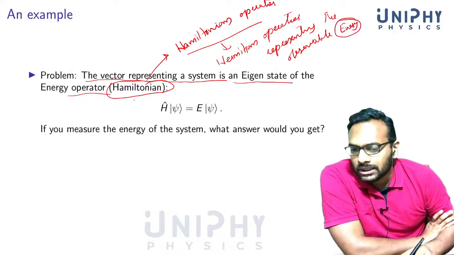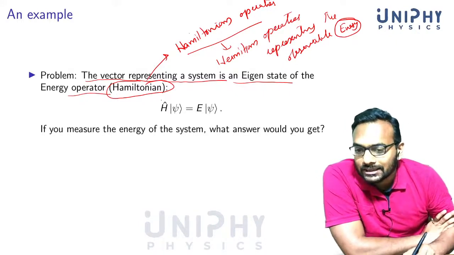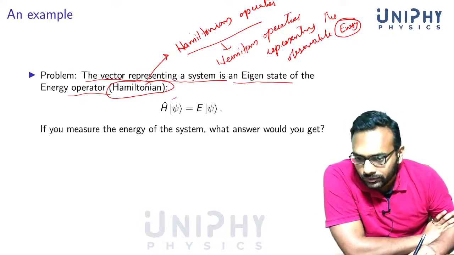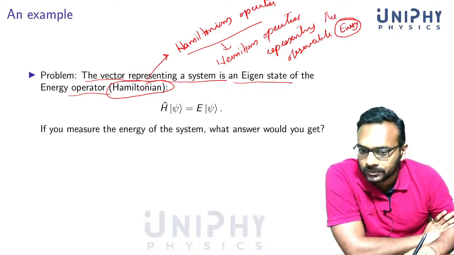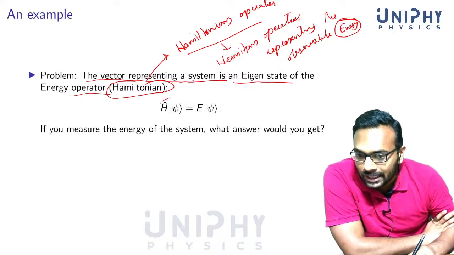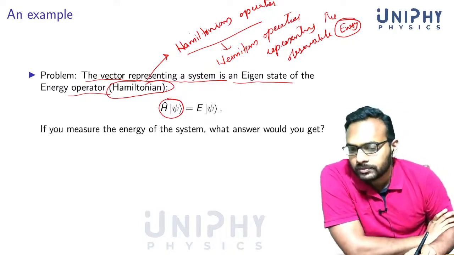Okay, so what's given in the question is this: the vector representing a system is an eigenstate of the energy operator, right? So we have got a vector. They say that this is the vector in Hilbert space that represents your system, and it's also given that it's an eigenvector of the Hamiltonian operator. Okay, by H hat we mean the Hamiltonian operator.